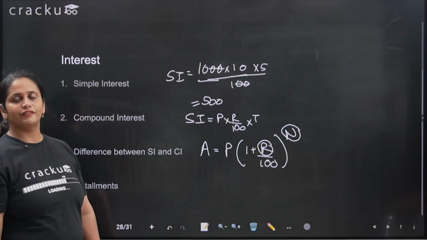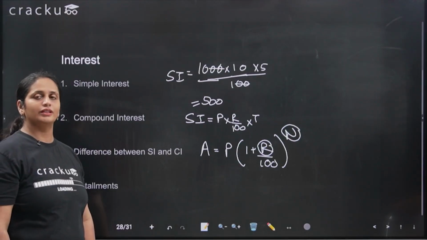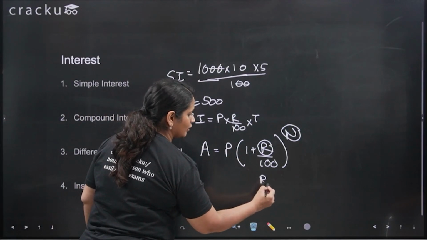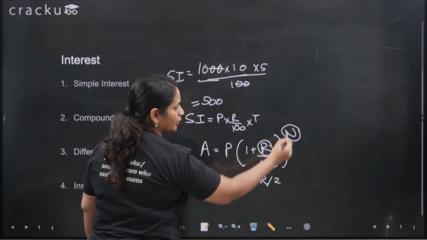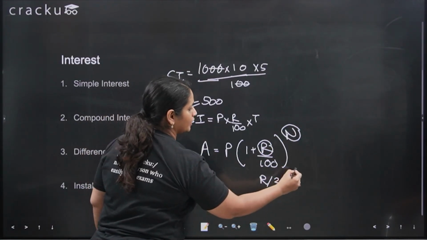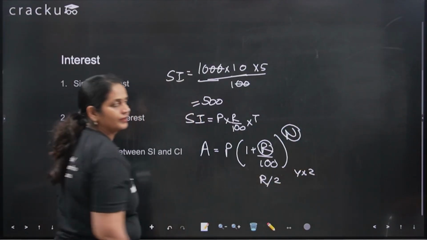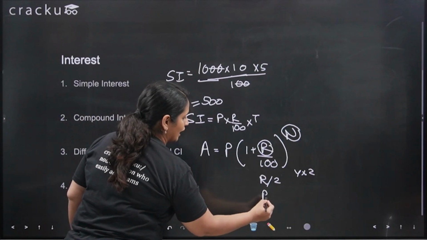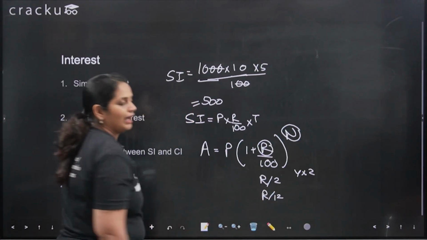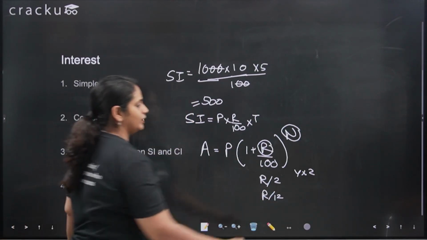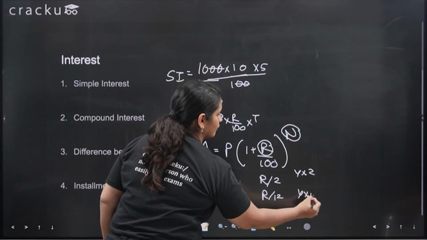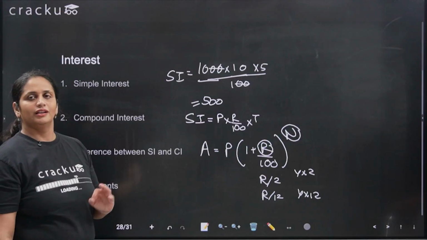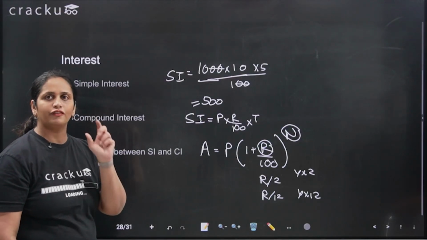Suppose the compounding frequency is semi-annual, that is per 6 months. Then this rate would be basically the annual rate by 2 and the number of terms would be the number of years into 2. If it is monthly, you take the annual rate divided by 12 and the number of terms would be the number of years into 12. This is basically the per term rate. Term is basically the period of compounding.